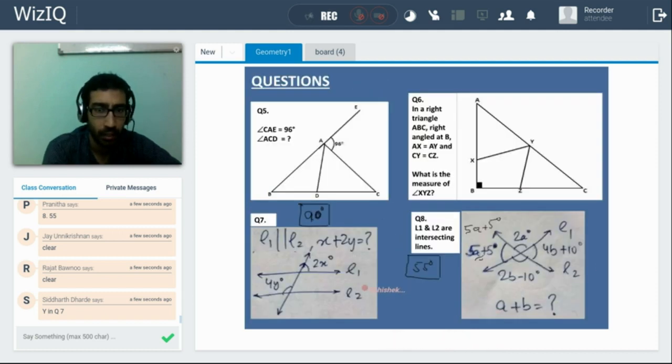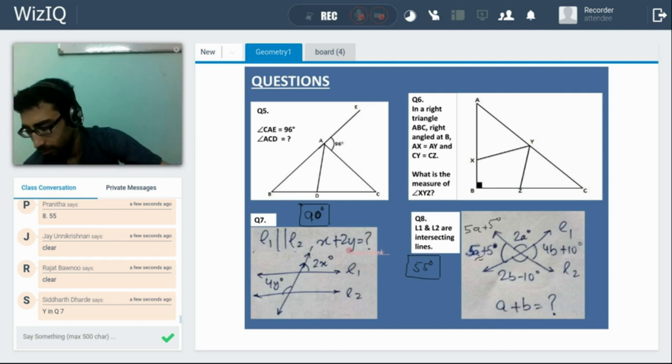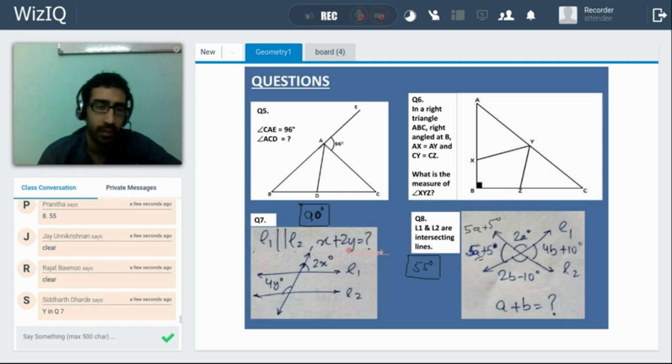x plus 2y. 2y is simply some angle, so 2y degrees. So since this is 2x degrees, this is 4y degrees. So my question is, what is x degrees plus 2y degrees? Yes, it's simply, you see, if that is 2x, and this is also 2x. And 2x plus 4y is 180, so half of it, x plus 2y becomes equal to 90 degrees. Okay. Thank you, sir. Okay, cool.